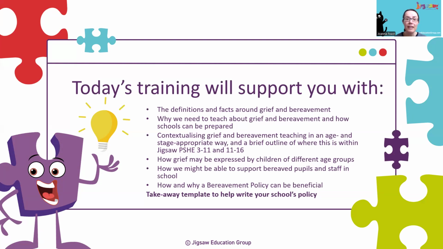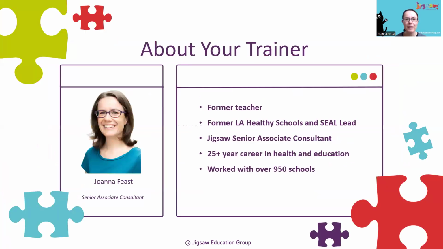And then a brief outline about where this is within Jigsaw PSHE, the 3 to 11 programme and the 11 to 16 programme. We'll also be looking at how grief might be expressed in different people, particularly children of different age groups, and then how we might be able to support bereaved pupils and bereaved staff whilst in school. And then finally, we're looking at how and why a bereavement policy can be very beneficial. And then you'll get a takeaway template if you attend this webinar to help you to write your school's bereavement and or grief policy. So let's get started.